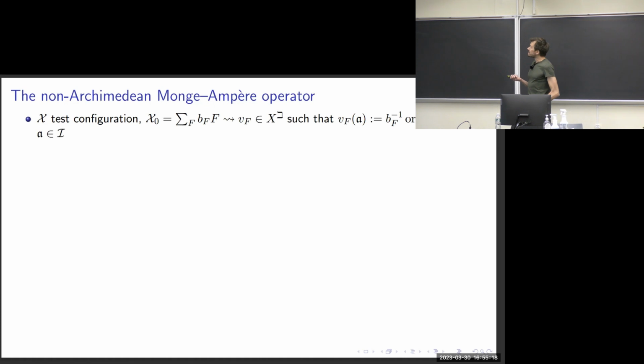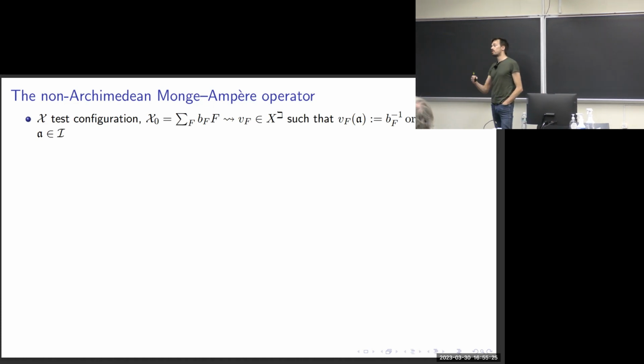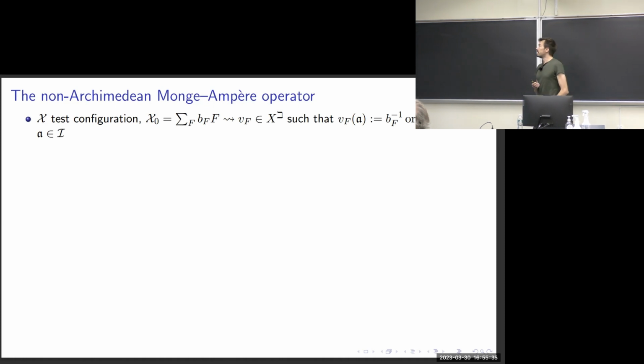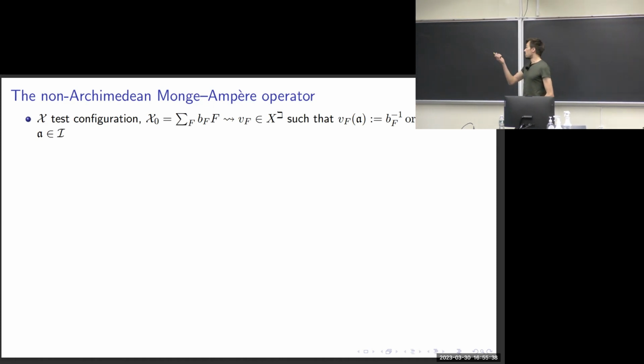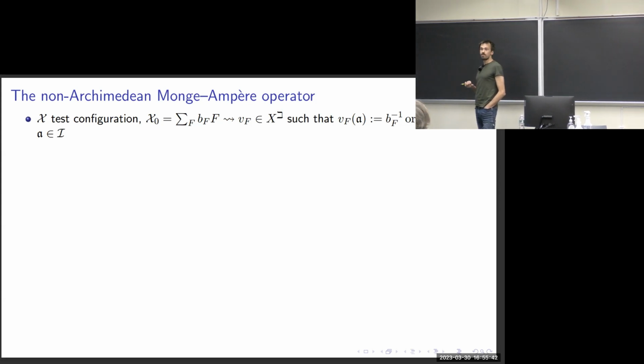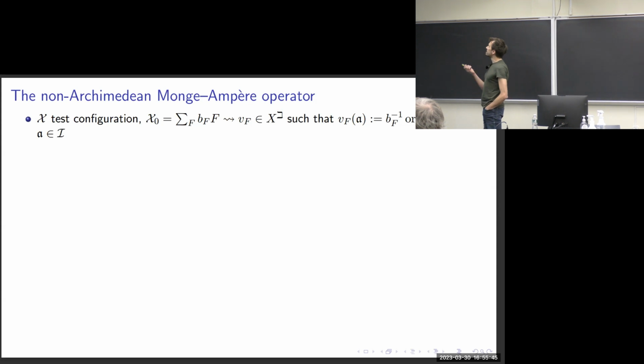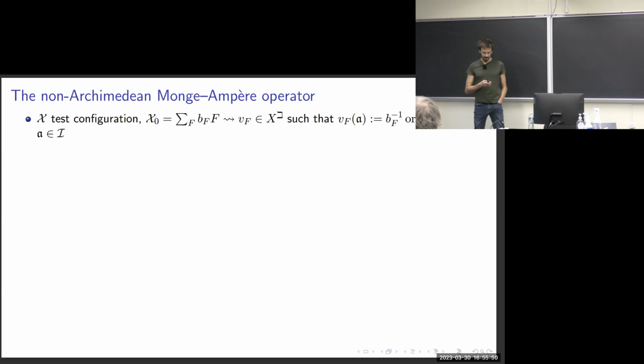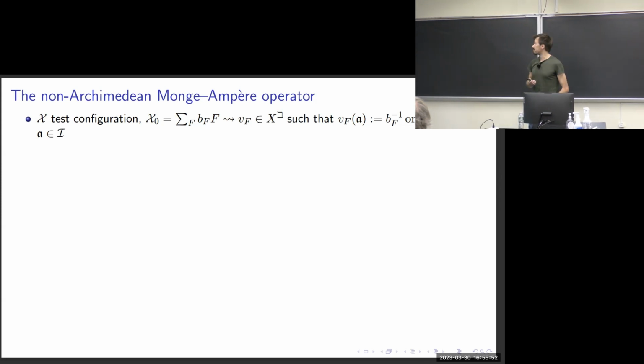And each F like that defines for you a true valuation on the test configuration, the vanishing order along F, that you can evaluate on a given flag ideal a. And you normalize in this way, you divide by b_F so that the value on tau is equal to one, as we imposed before. And then you are defining one point in this Berkovich space X^bet. So we denote that by v_F.